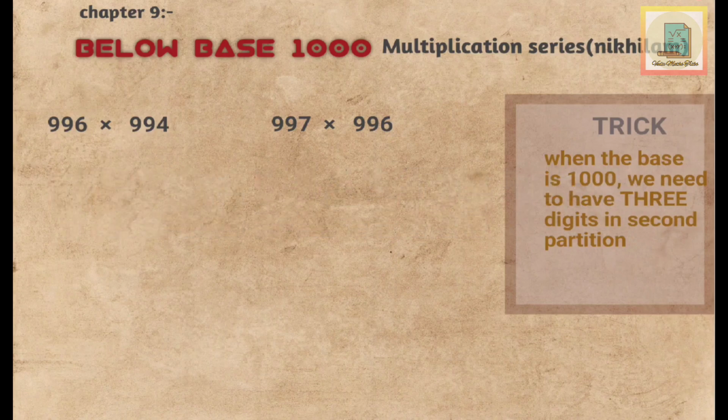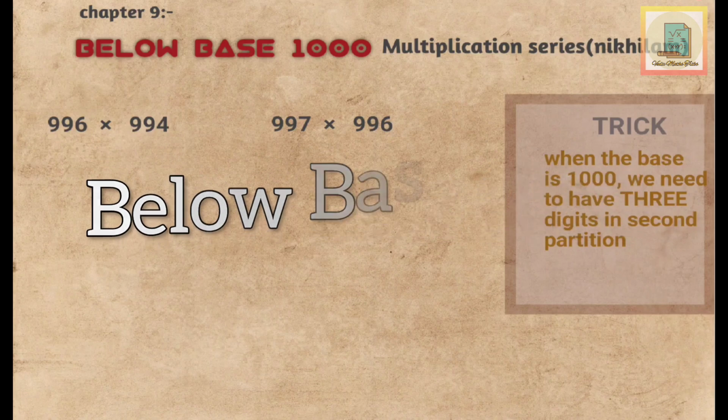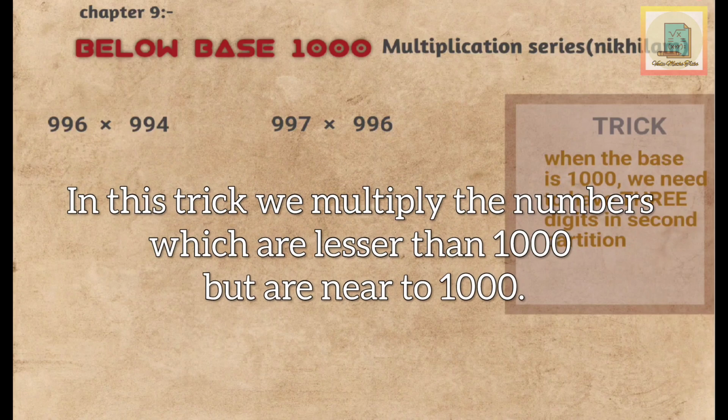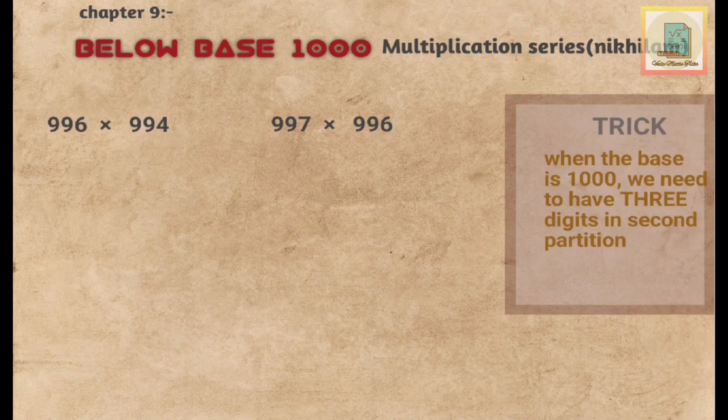Today in this video we will learn about another multiplication trick which is below base 1000. In this trick we multiply the numbers lesser than 1000 but are near to 1000. So let's understand it better by taking examples. So the first question here is 996 multiplied by 994.